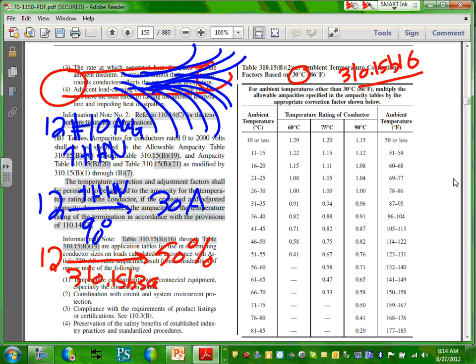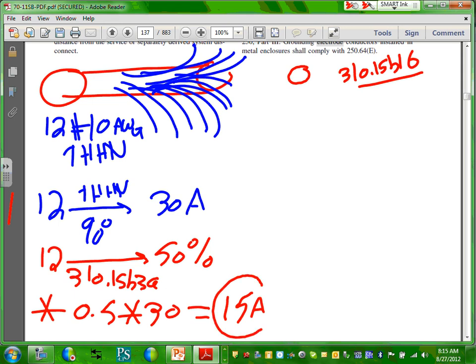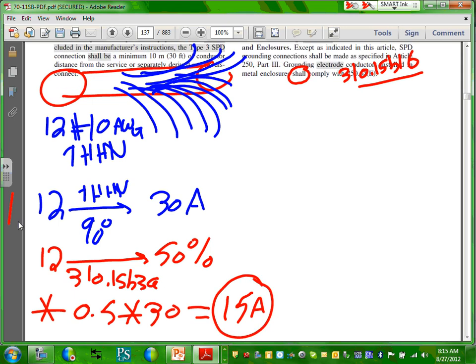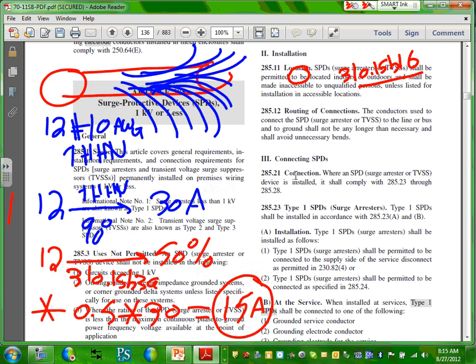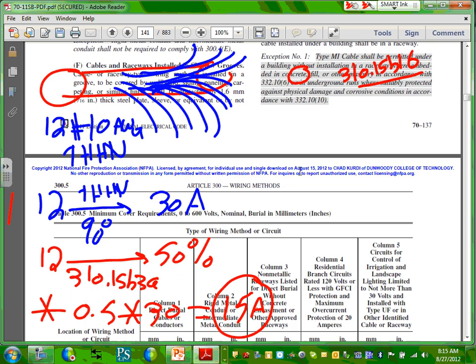Now let's do the math. We've got the 50%, which is 0.5. You multiply it by the current of the conductor, which is 30. So how much current can this cable carry now? 15 amps. It went way down. 15 amps. Everybody is okay with that? 15 amps?